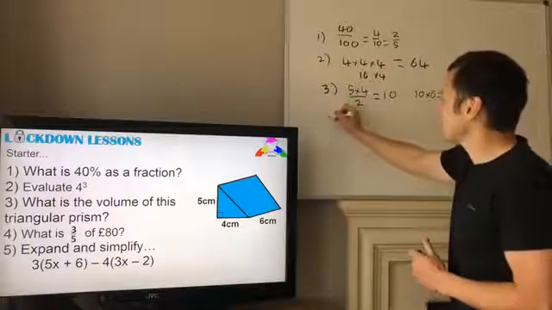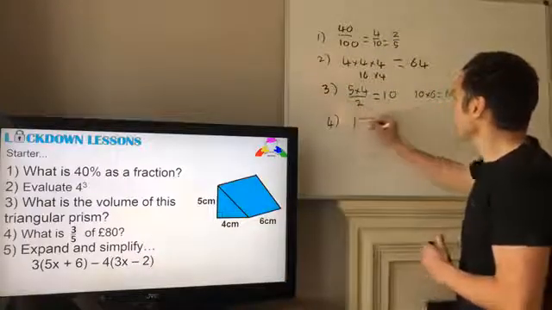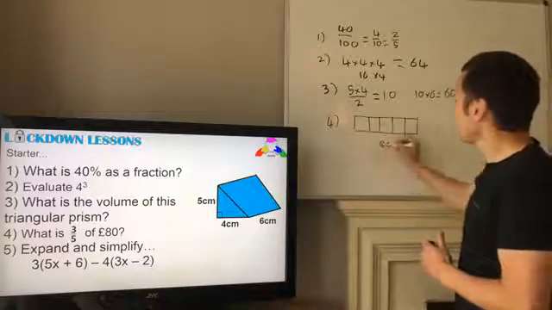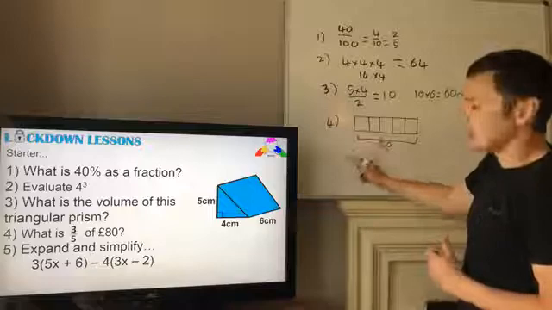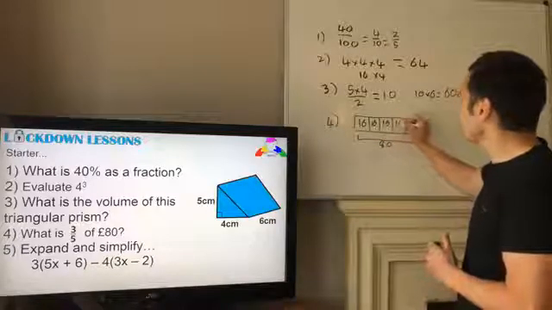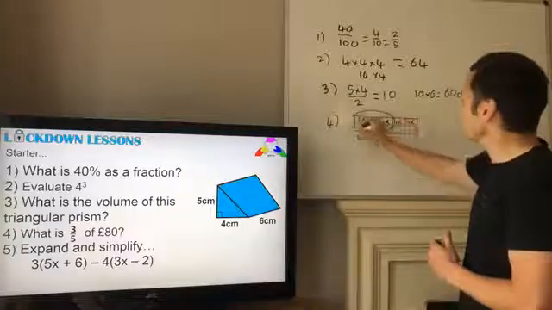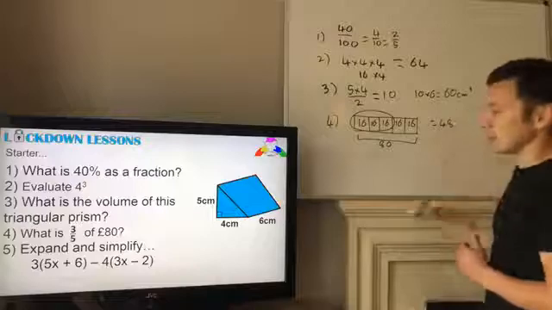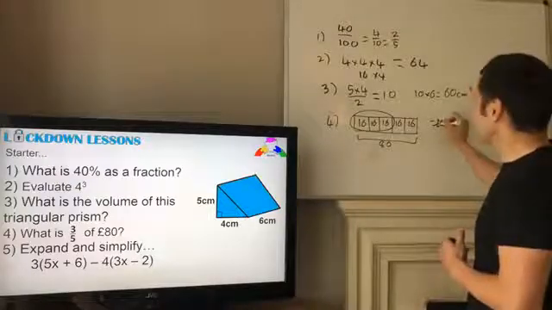Question 4, 3 fifths of 80. So you've got your bar, split it into fifths. 80 divided by the whole lot there is going to be 80 divided by 5 is 16. So 16 in each box. We want 3 of those boxes, which is going to be 48. 48 pounds, in fact, because of the units.